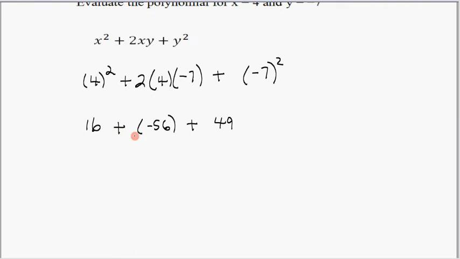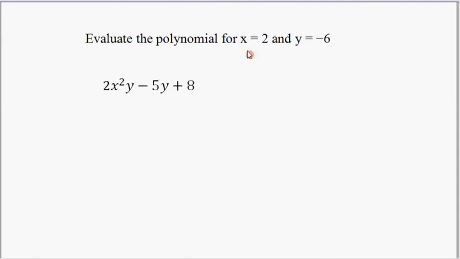But now it's just a matter of simplifying. By going left to right, we can add these together. First two things gives us negative 40 plus 49. And a negative 40 plus 49 would be 9. Okay? So now that was so easy. Let's do another one.